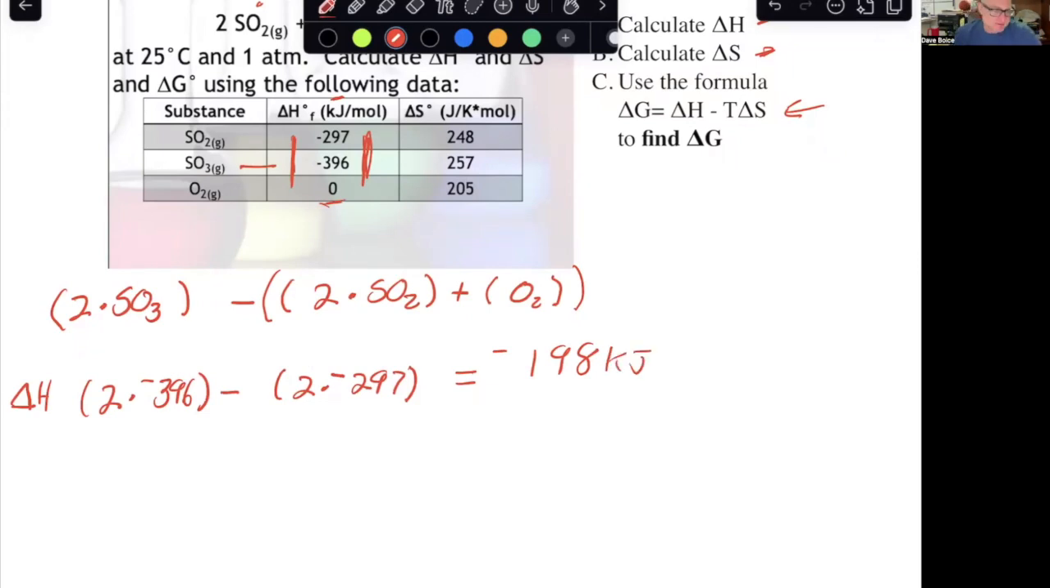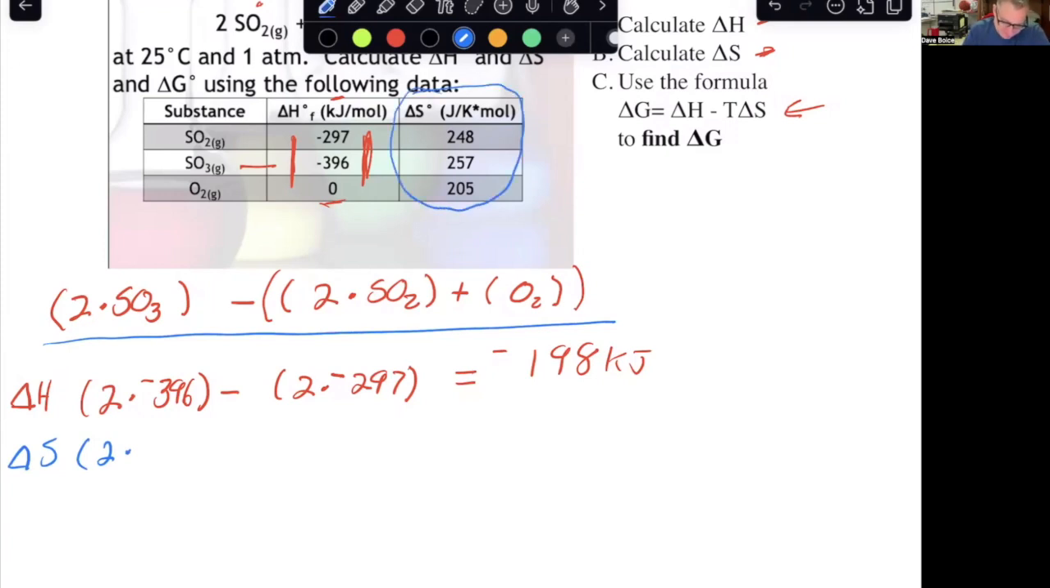Okay, and then for the next one, we're going to look at delta S. So let's just keep track. I'll use a different color here. Delta S. And again, I'm still looking at this same reaction, and I'm just plugging numbers into that reaction. So 2 times, and now I'm pulling from the delta S. And notice this is in joules, and that's a problem because I need it in kilojoules, so we'll deal with that later, but keep that in mind.